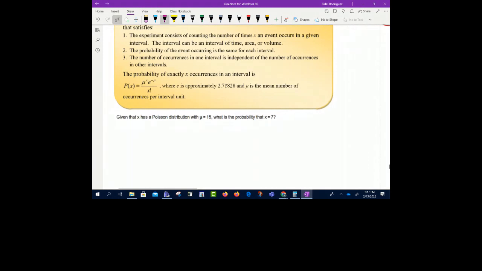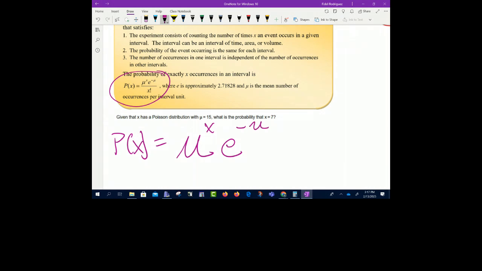The first thing I'm going to do for this problem is copy down my formula right here. P of X equals mu to the power X times e to the power negative mu, divided by X factorial, that's the little exclamation point.